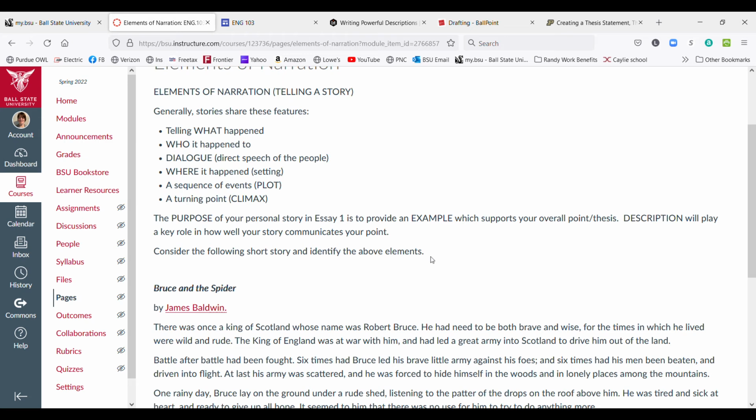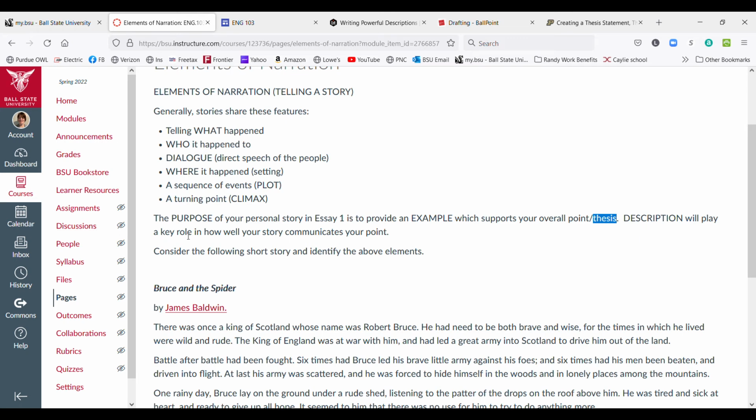So the purpose of your personal story in Essay 1 is to provide an example which supports your overall points or thesis. So basically, you're going to give me a thesis and then support all those points throughout your writing. Each paragraph should support your thesis statement.